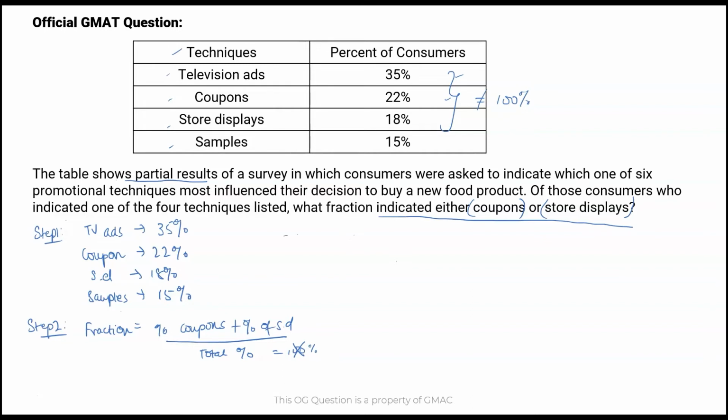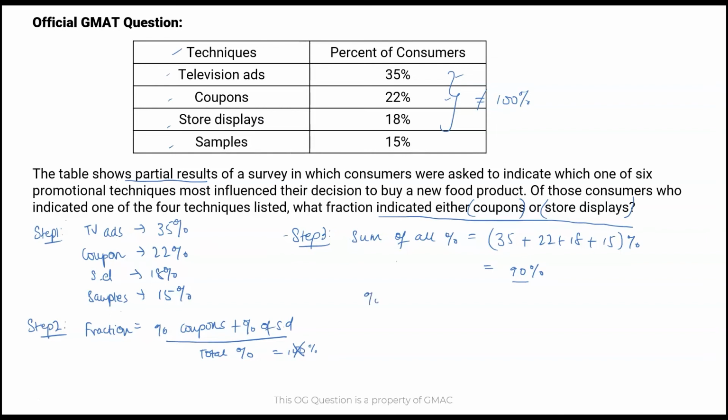We now move on to step 3, which is the calculation. Here the sum of all percents is equal to 35 plus 22 plus 18 plus 15%, which is equal to 90%. Now as you can see that the sum adds up to 90%, which means that the remaining information about 10% of consumers is not given here.